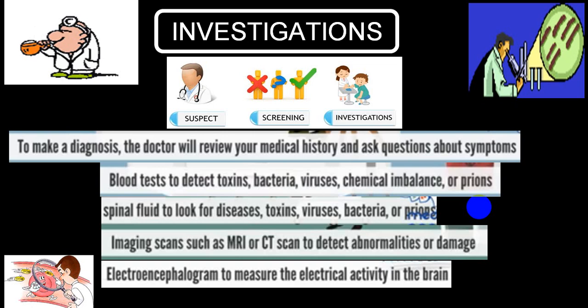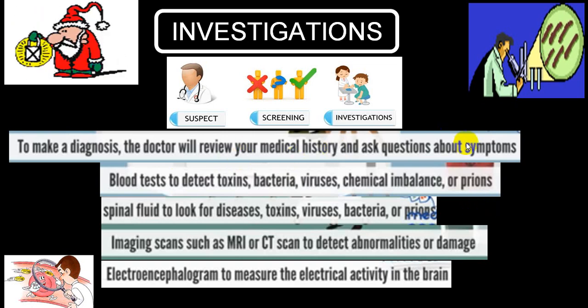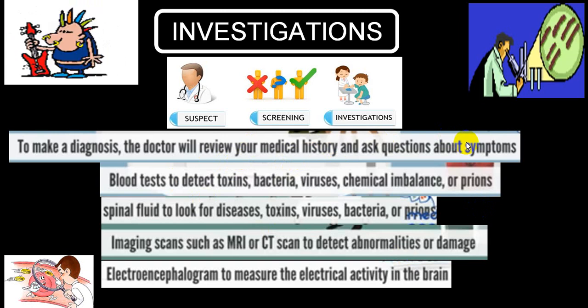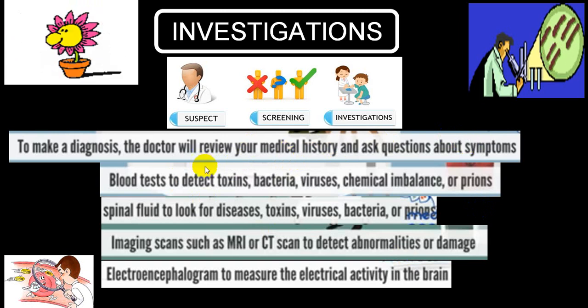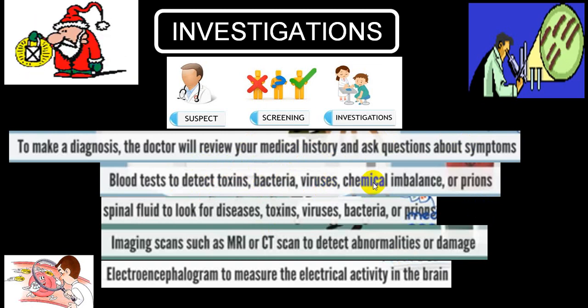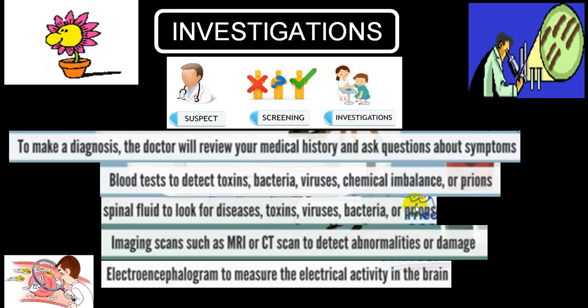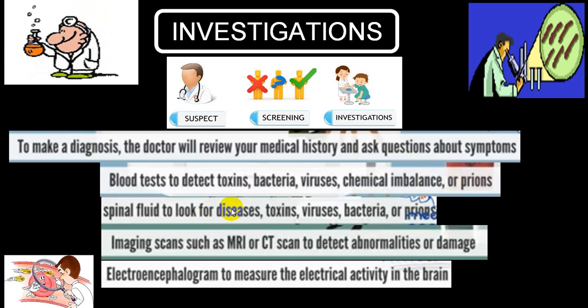Ideally, it is not encephalopathy. To make a diagnosis, first a medical history and good examination are absolutely necessary. To find out the etiology, blood tests for toxins, bacteria, virus, metabolic causes, chemical imbalance, prion levels, etc. should be done. CSF examination for certain viral infections, toxin levels, bacteria, and prion levels in CSF.